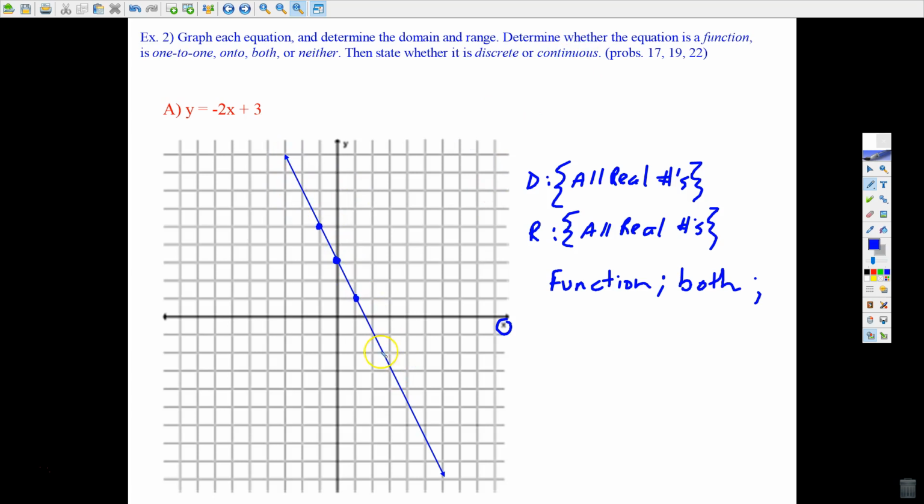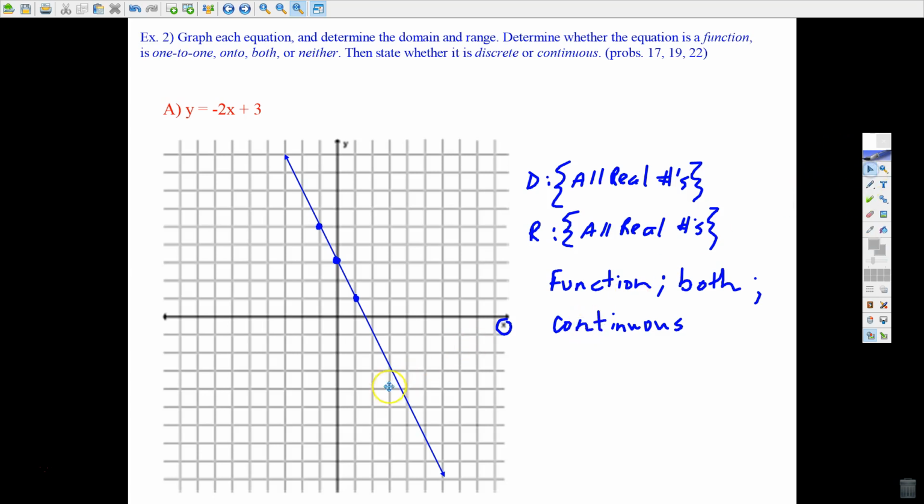Continuous means it goes forever and ever and ever without a break in the line. And we'll take a look at what it means to be discrete, so you can get an example. If I can spell continuous. Okay, so there's the complete answer. Draw the graph, identify the domain and range. Is it a function? What kind of function? And then classify it as discrete or continuous.